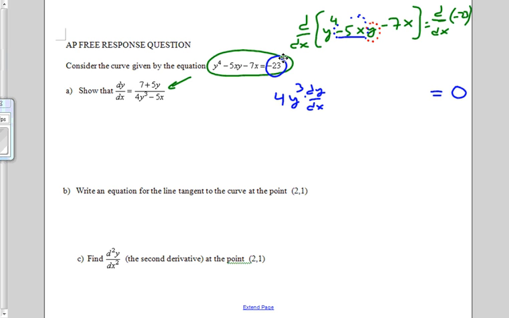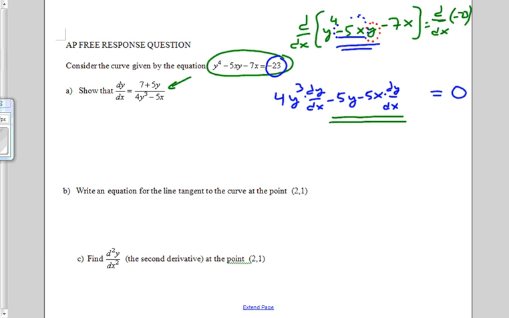And now let's go in. So derivative of negative 5x. So now we're doing this. Derivative of negative 5x is negative 5 times the function y, and then minus 5x times the derivative of y. So this was the product rule right here.